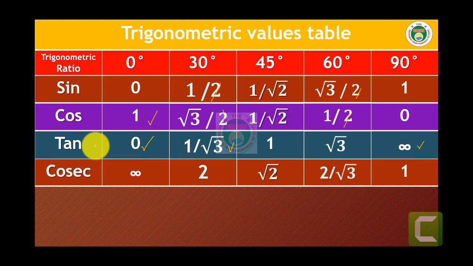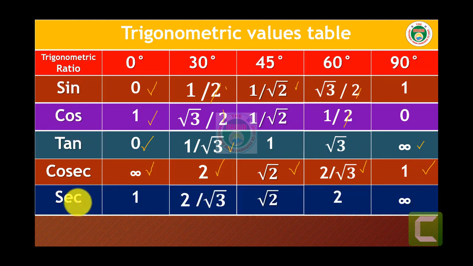And next, cosecant. You must remember that cosecant is the reciprocal of the sine values. Sine 0 is 0, so cosecant is 1 by 0, infinity. 1 by 1 by 2 is 2. 1 by 1 by root 2 is root 2. 1 by root 3 by 2 is 2 by root 3. And 1 by 1 is 1. These are the cosecant values, the reciprocal of sine.